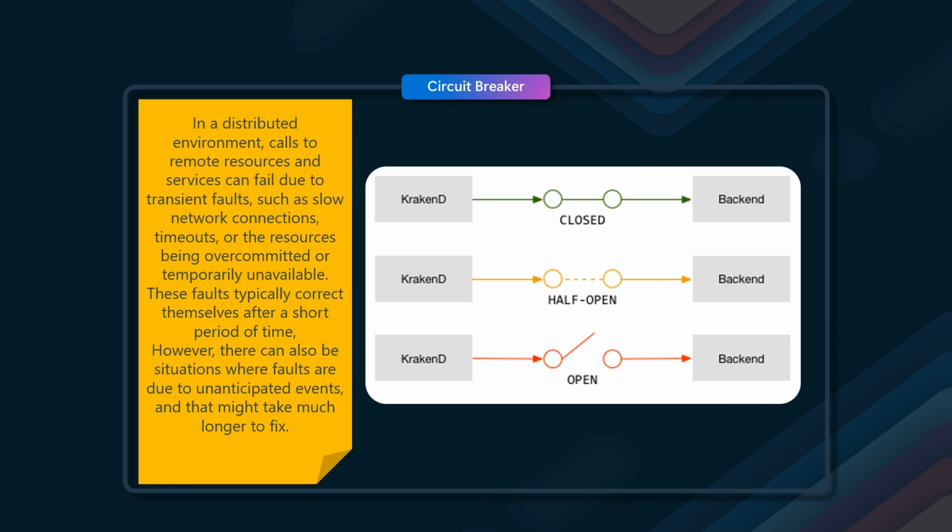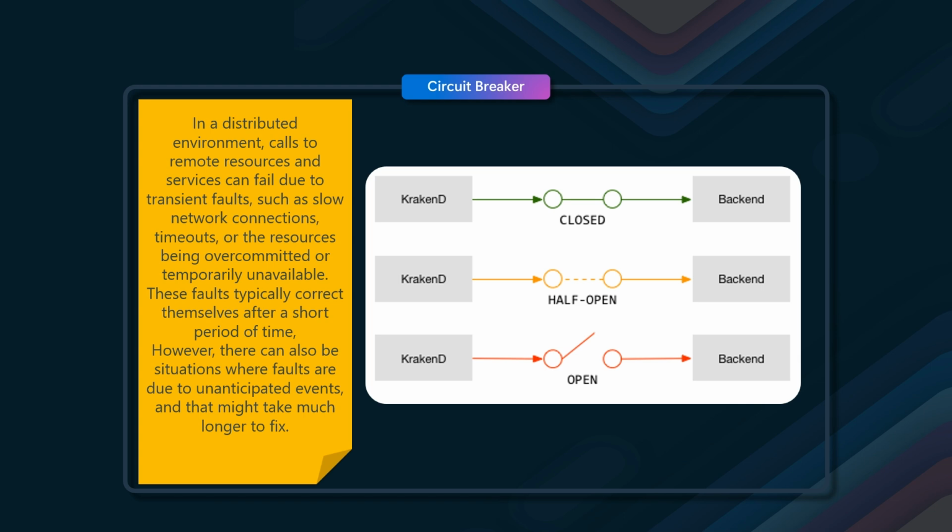However, there can also be situations where the faults are due to unanticipated events, and that might take much longer to fix. These faults can range in severity from a partial loss of connectivity to a complete failure of a service. In these situations, it might be pointless for an application to continuously retry an operation that is unlikely to succeed, and instead the application should quickly accept that the operation has failed and handle the failure accordingly. Additionally, if a service is very busy, failure in one part of the system might lead to a cascading failure.